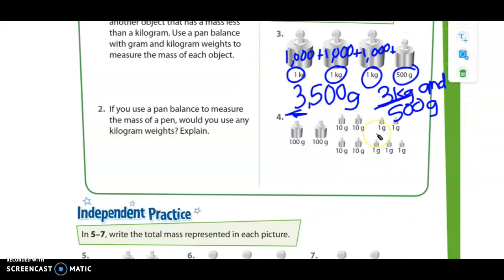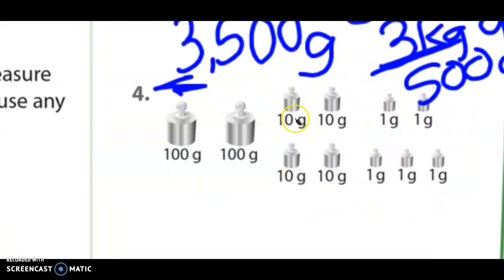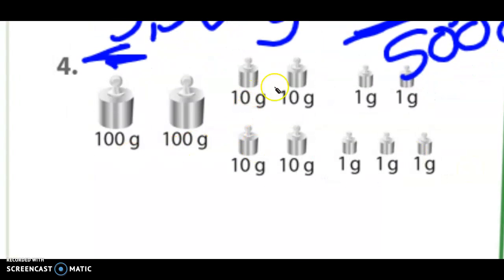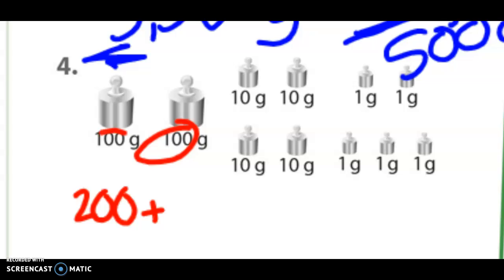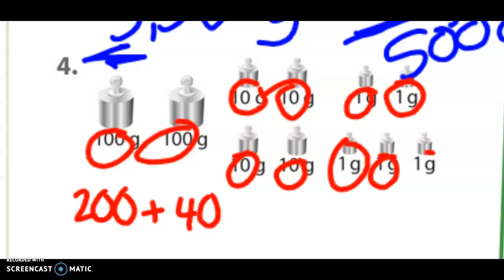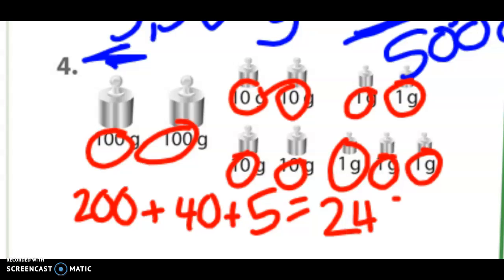I'll switch colors for us to come down here to number 4. Lots to keep track of here, but easy numbers we're working with. Doesn't look like we have any kilograms anywhere, but we do have 2 hundreds. We have 1, 2, 3, 4 tens. 1, 2, 3, 4, 5 grams for a total of 245 grams. The dogs are going crazy in the background.